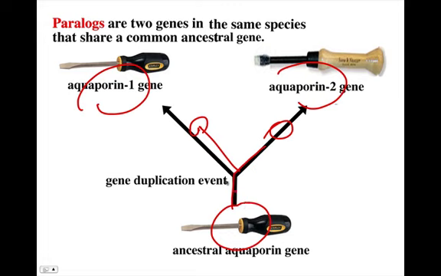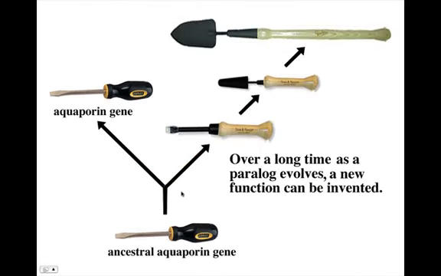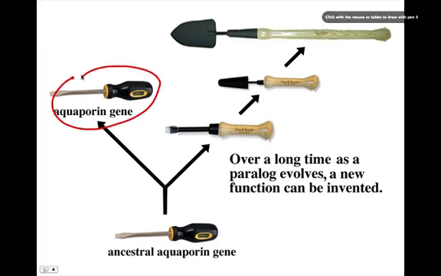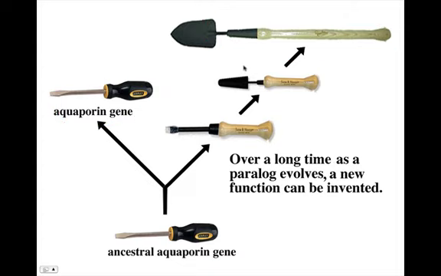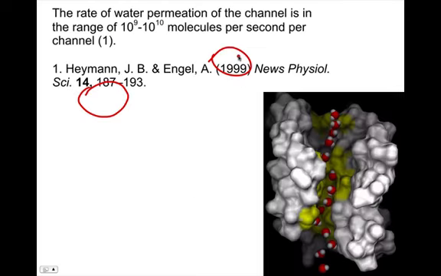Genes of this type are called paralogs, where paralogs are two genes in the same species that share a common ancestral gene. And over time, they can become quite different. So here's aquaporin, and here's this shovel. That's not a screwdriver, but you can see over time it's evolved to attain a new function. And that happens really frequently in evolution, where gene duplication leads to a gene that makes a protein that plays that essential role, and then a new, different gene.